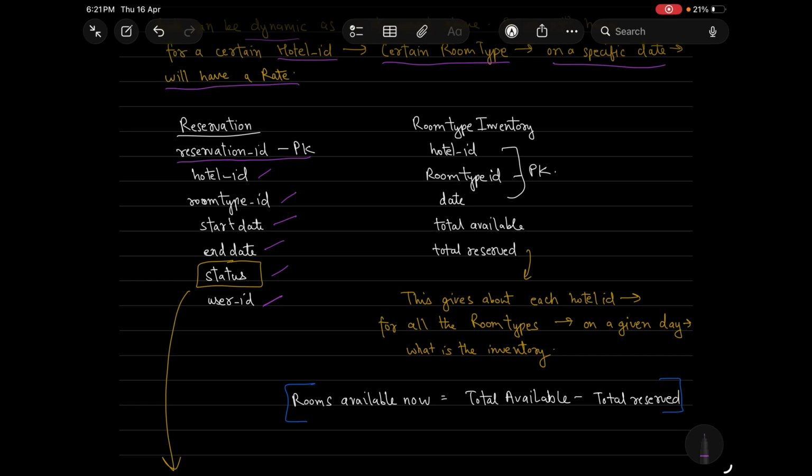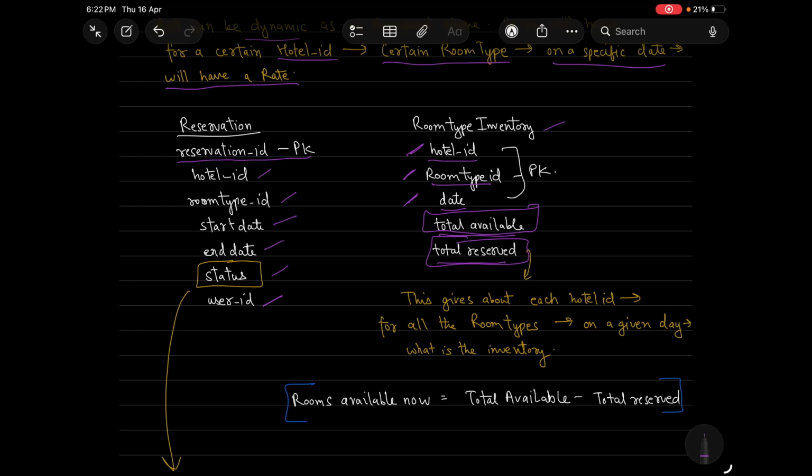Then what we would need is a room type inventory. It will have hotel ID, room type ID, and date. The combination of these can be a primary key. Then it will have total available rooms and total reserved, which will help us to know about the inventory, like the total rooms present for that particular hotel ID of that specific room type on a given date, and how many are available and how many are reserved.